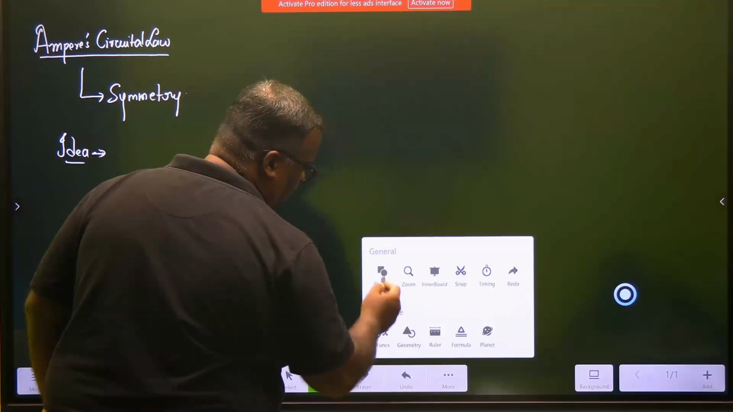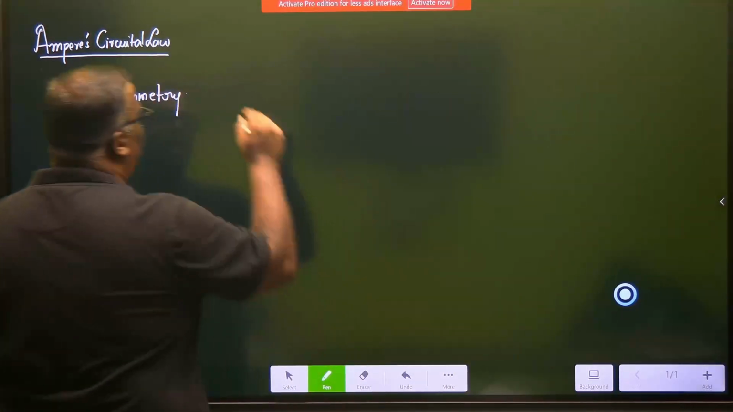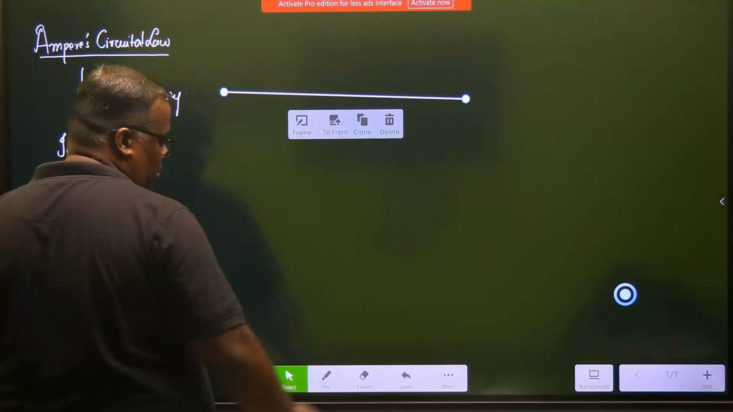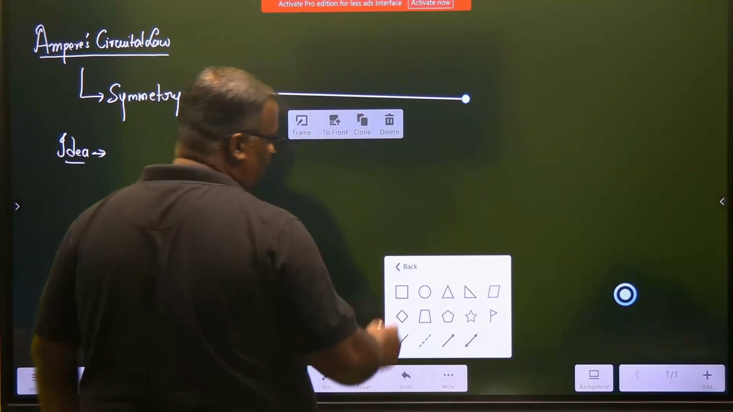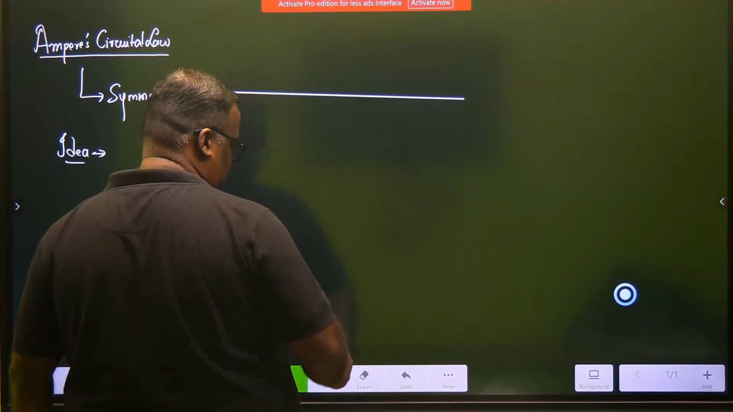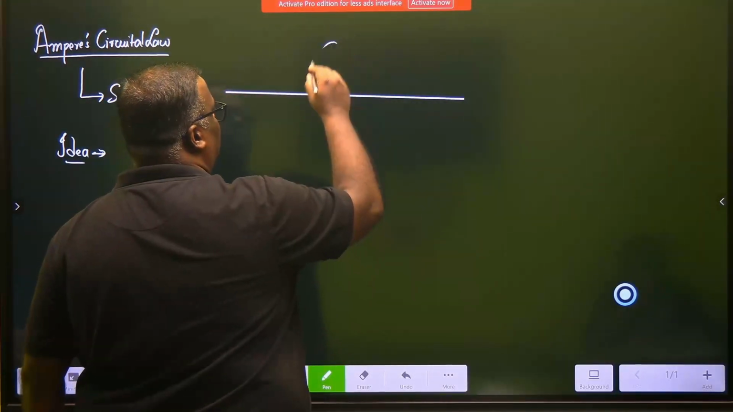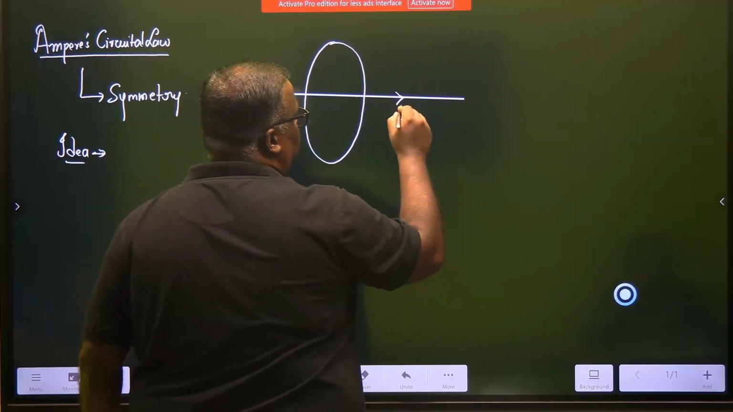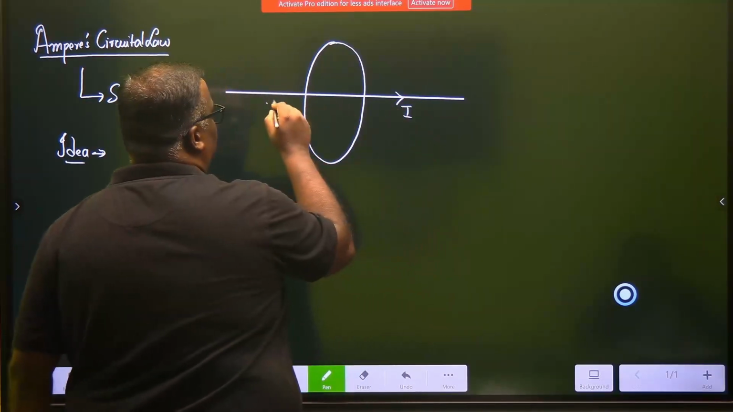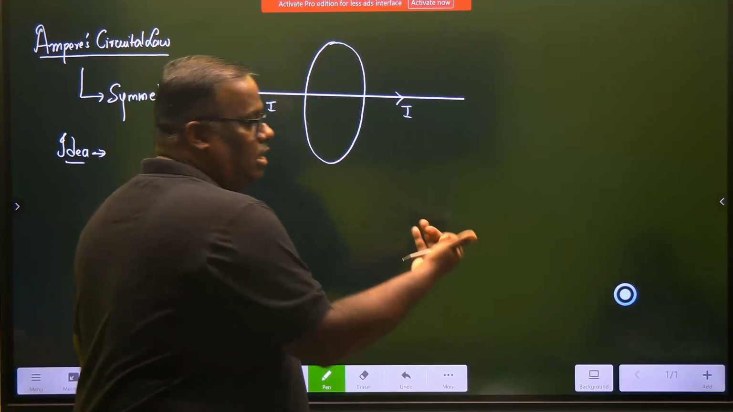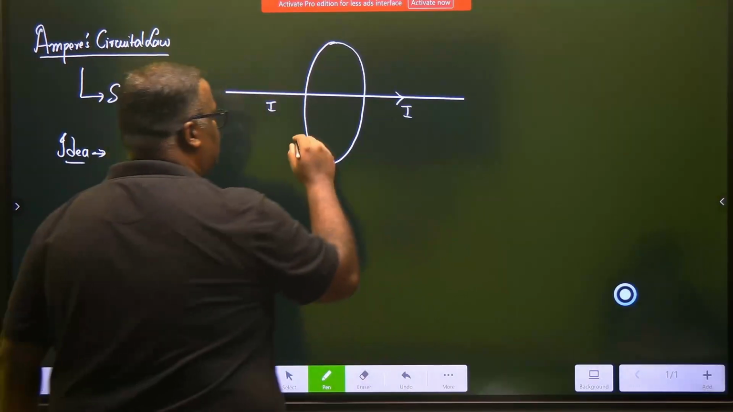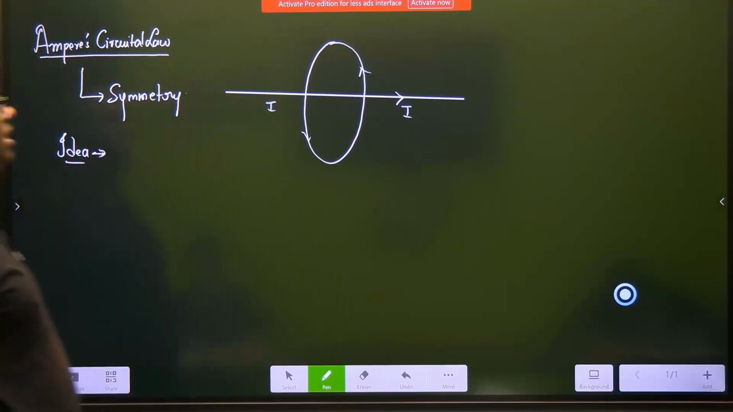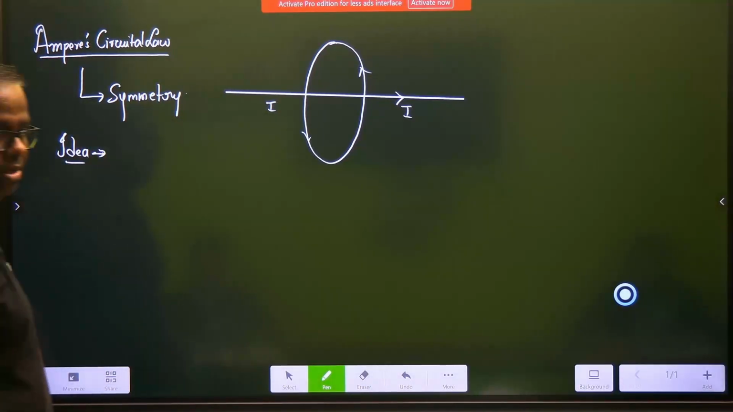Suppose you have a current carrying wire, right? I have a current carrying wire. The magnetic field due to a current carrying wire will always be a circular loop. So it's something like this. Say the current I is flowing in this direction, right? Then where will I see? I will see a magnetic loop like this. Is this understood? The right hand thumb rule, right?